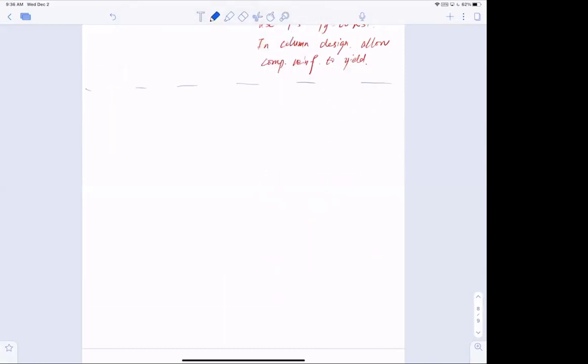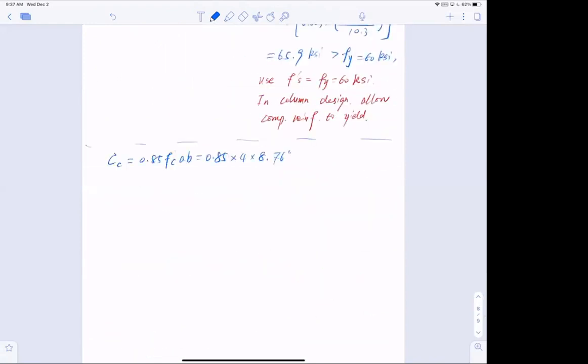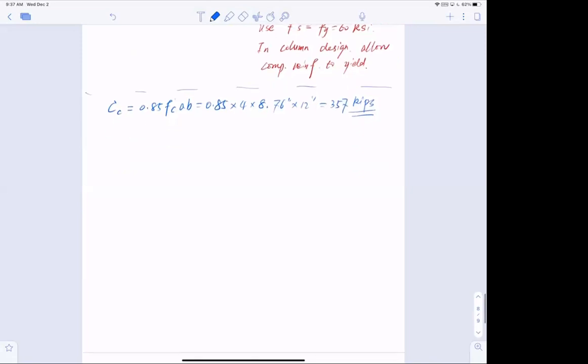So for the compression force, I have concrete Cc, which is equal to 0.85 f prime c a b, with 0.85 right in front of it. And f prime c is 4 ksi, and a is 8.76 inches. Where did I get that from? This is where I got it from, a equal to 8.76 inches, and then b is 12 inch. So I plug in the numbers, and I have 357 kips, and that is the compression force from the concrete.